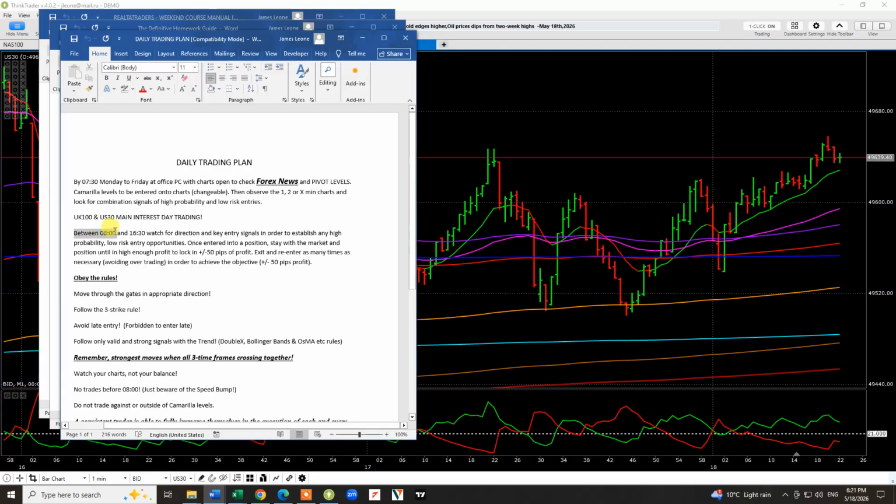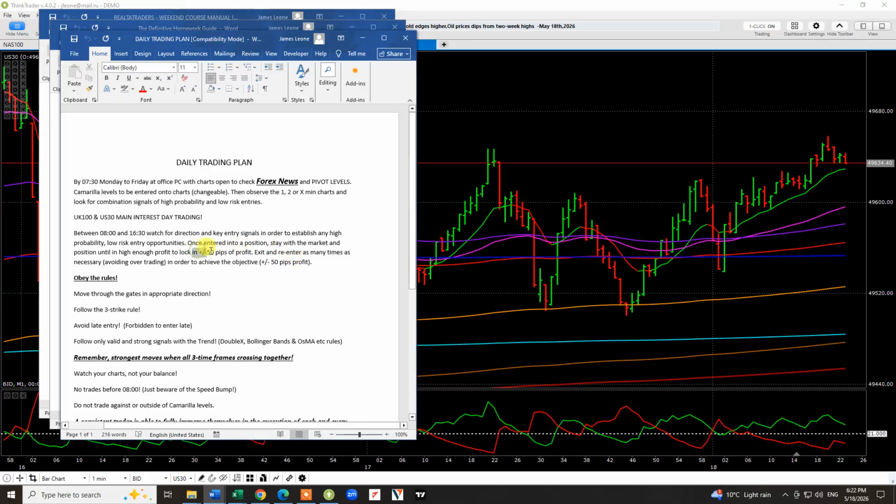And then you'll note here that this time is 30 minutes later than that time. It doesn't necessarily have to be a full 30 minutes, but it should be after you sit down. Make sure you've had time to check the charts and check the news. Give yourself a schedule from when to when, on which days you are allowed to be at the workstation placing trades, and what you're looking for: key entry signals in order to establish high probability, low risk entry opportunities.